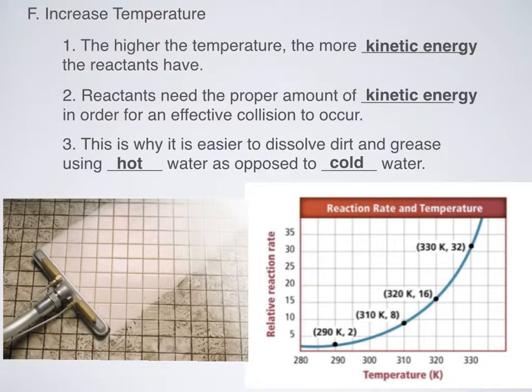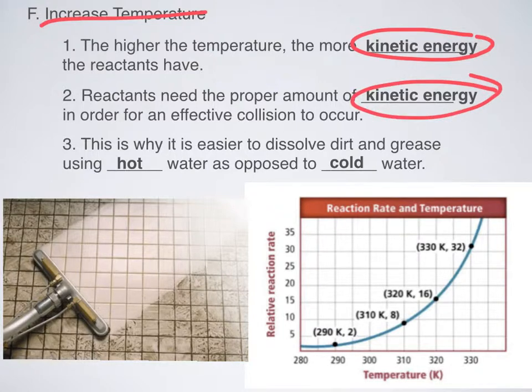What if I now increase the temperature? If I change the temperature, I could change the amount of kinetic energy the reactants have. The higher the temperature, the more kinetic energy there is, and that could lead to quicker reactions. Reactants need to have the proper amount of kinetic energy in order for an effective collision to happen. So if I increase the amount of kinetic energy a system has, I'm probably going to be much more likely to have an effective collision.